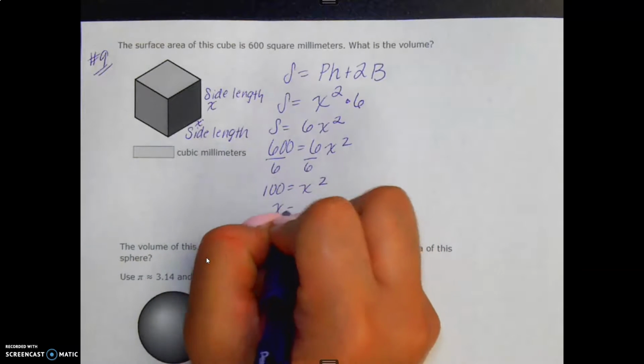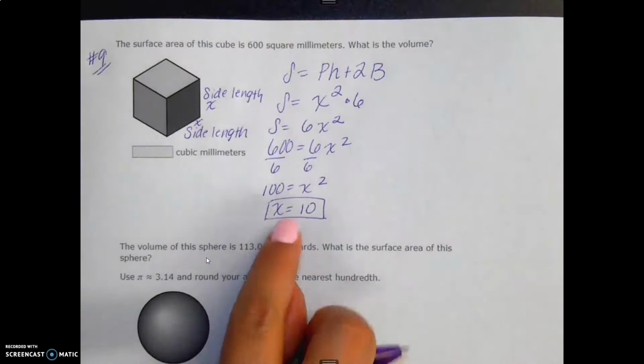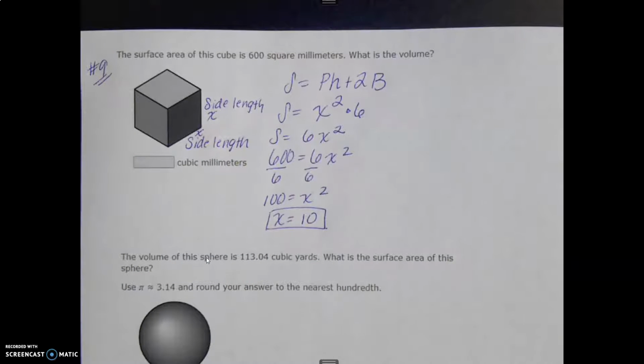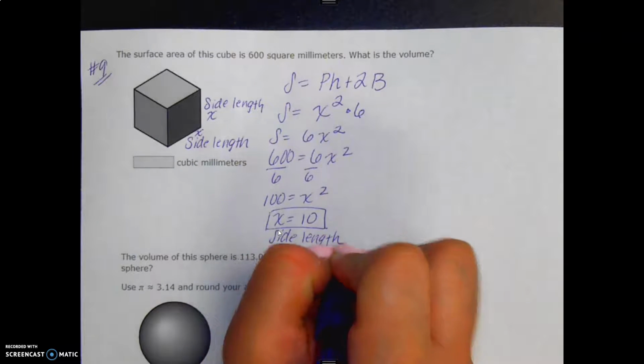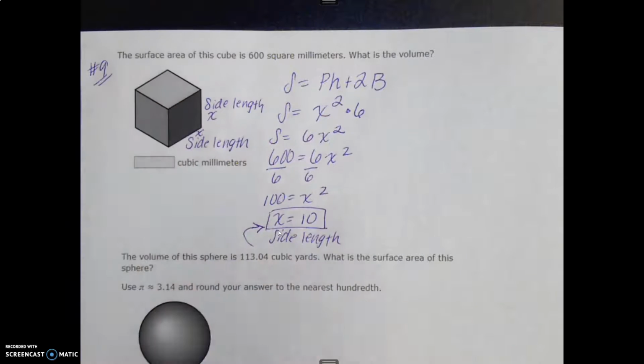To find the side length, I would square root it, and I would get my side length is equal to 10. I'm not done yet because it's only asking me for the volume, and all I've found is the side length. So this is my side length of my cube. All right, so that means every single side here is 10.